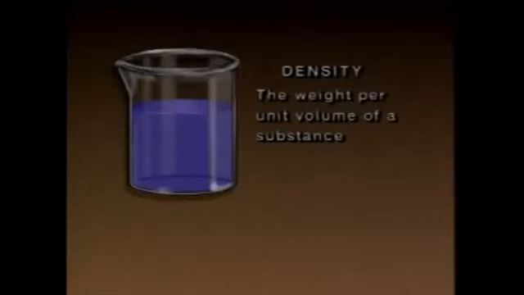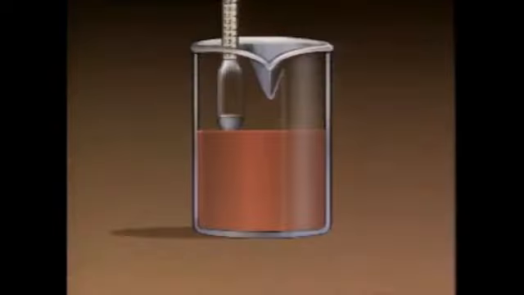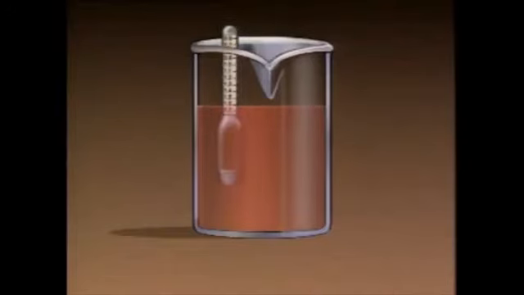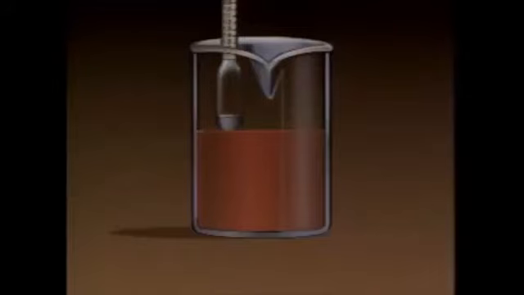Density is the weight per unit volume of a substance. It's commonly expressed in units such as pounds per cubic foot or grams per cubic centimeter. A hydrometer works on the principle that a floating object displaces an amount of liquid that's equal to its own weight.